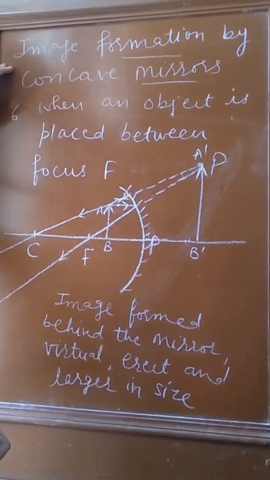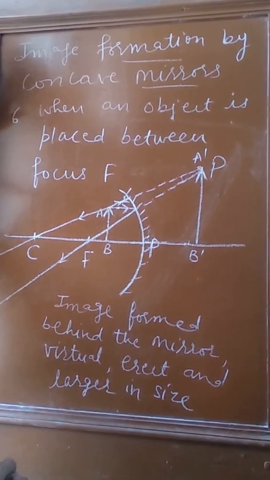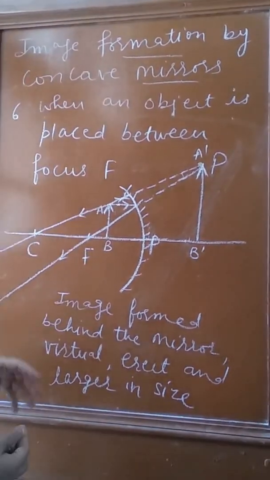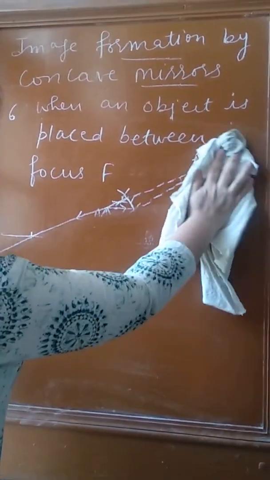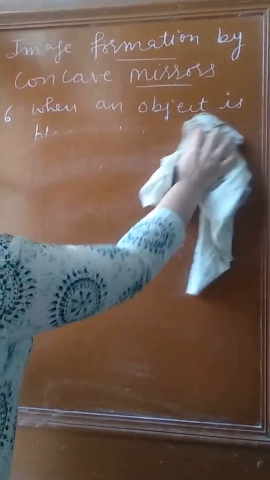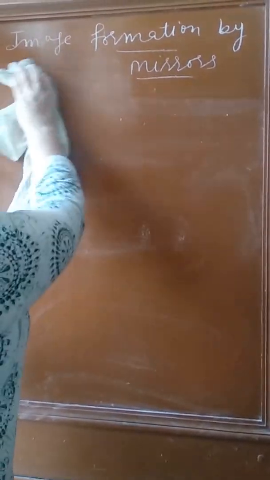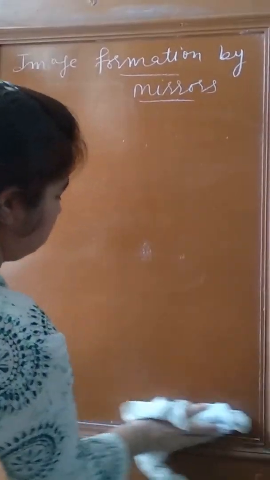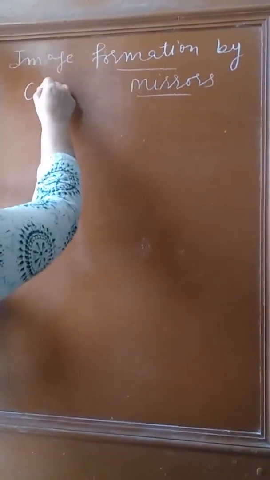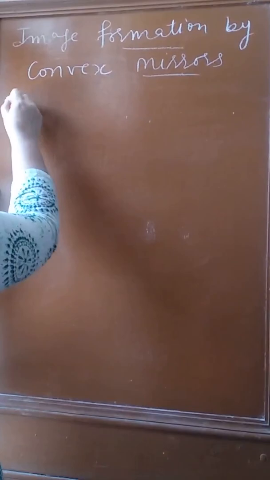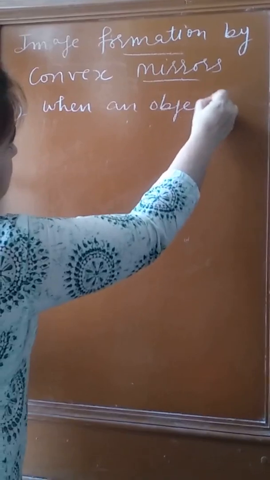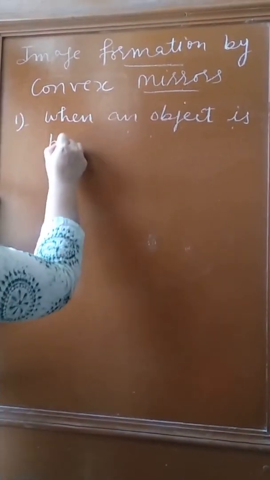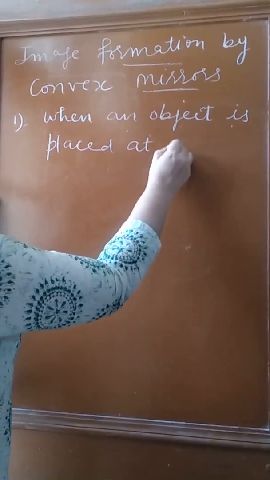These are the image formations by concave mirror. There are 6 cases of images formed by concave mirrors. Now we will discuss the image formation by convex mirrors. First case, when an object is placed at infinity.